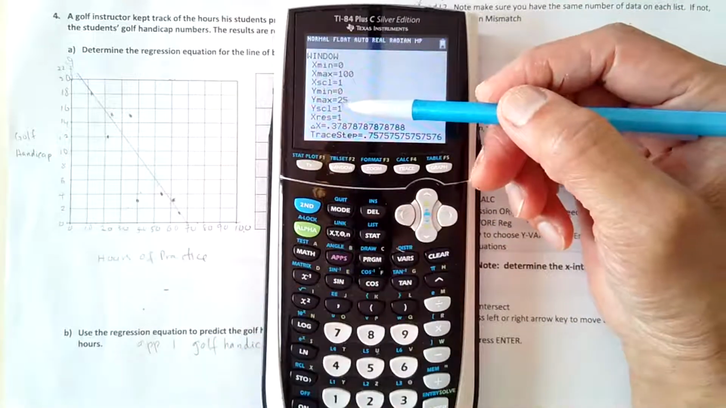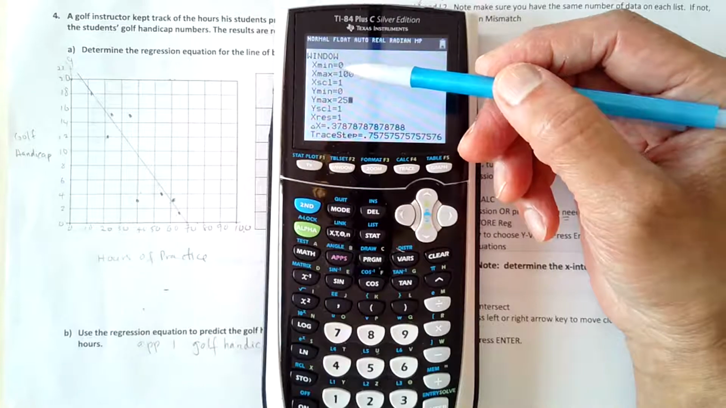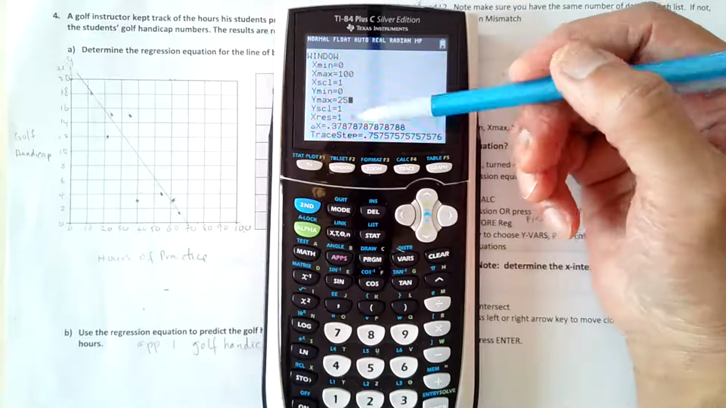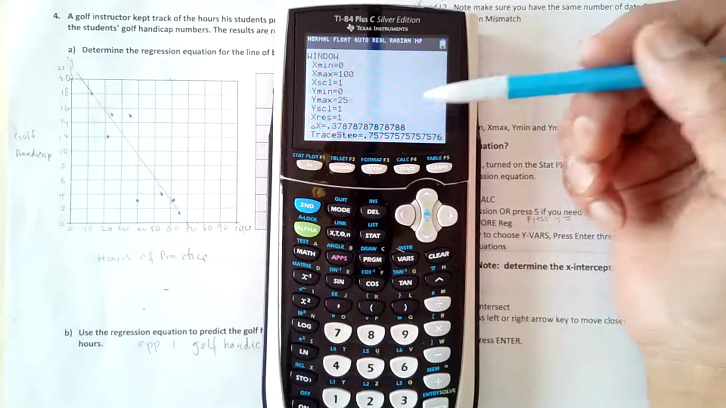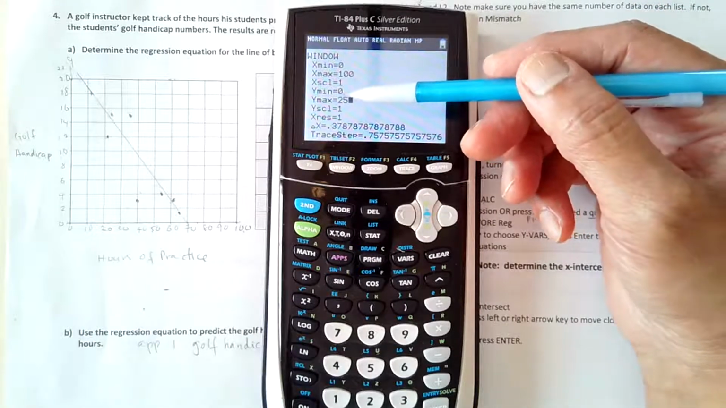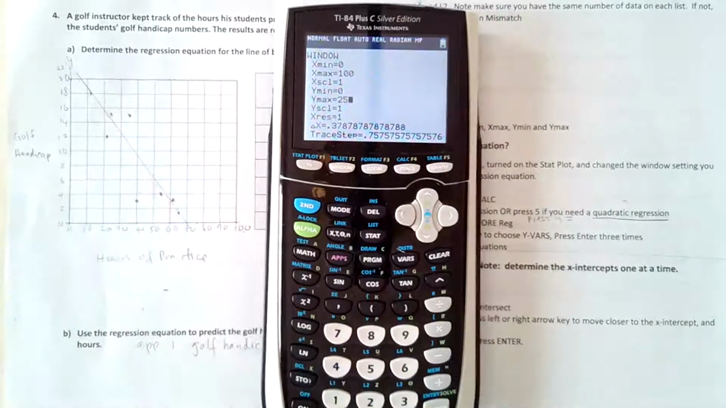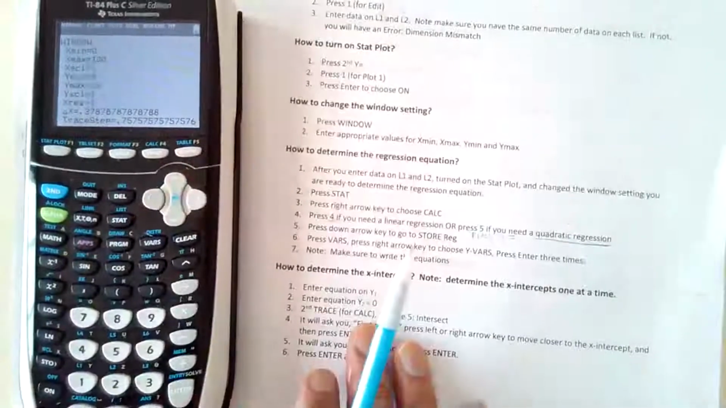So make sure you have that correctly done: X minimum, X maximum, Y minimum. Make sure you have these correctly inserted, or else you'll have a dimension error. You'll see an error comes up. That is why you want to construct a sketch. Now we've done that. We have our window.